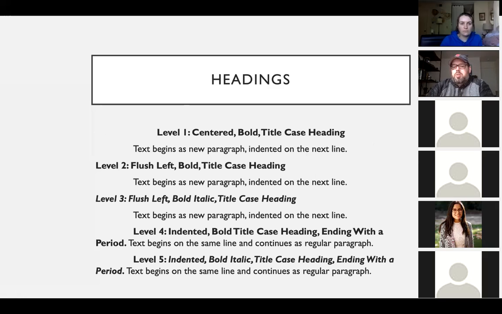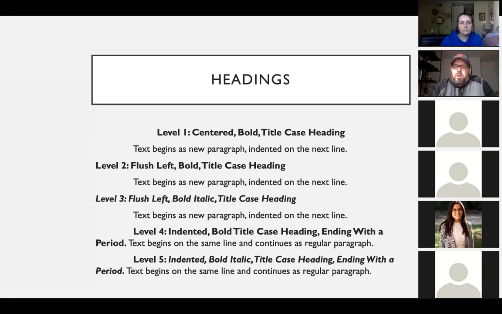And again, it's similar to level one in its formatting. So it's bold and it's a title case heading. And again, the text of that paragraph would start the next line down, indented half an inch from the left margin. In level three, it's still bold and title case heading, but it just becomes italicized. And again, the text will start on a new paragraph, indented, on the next line down.